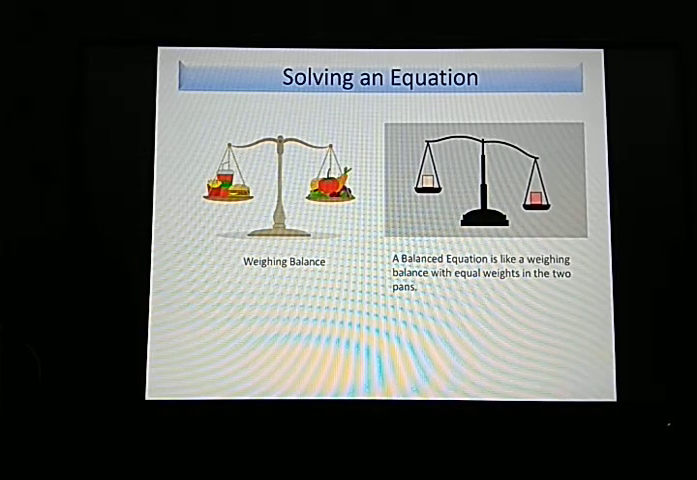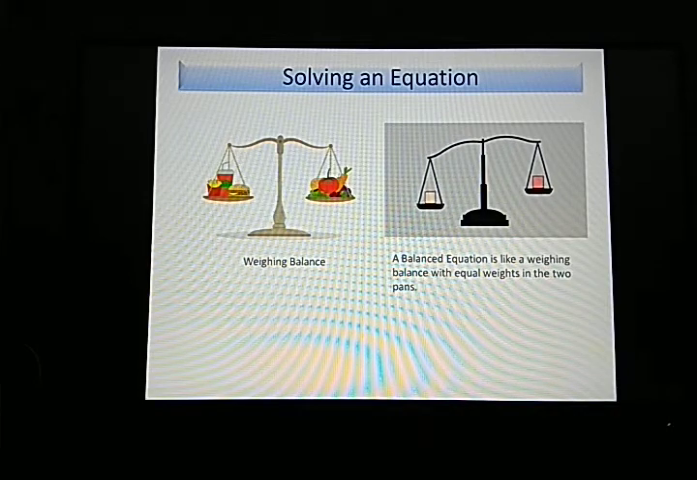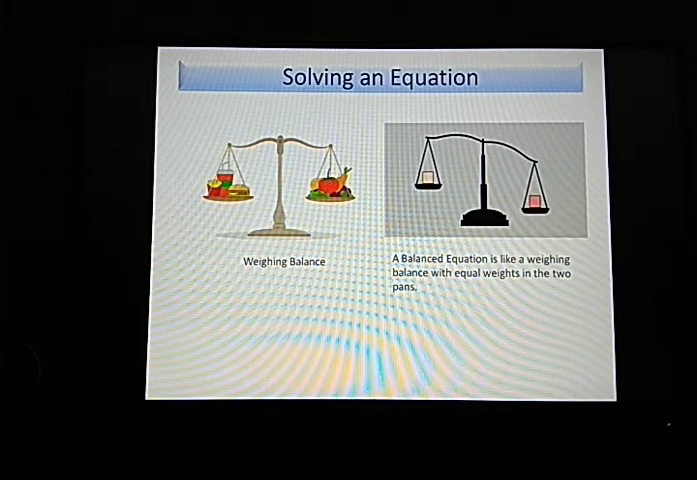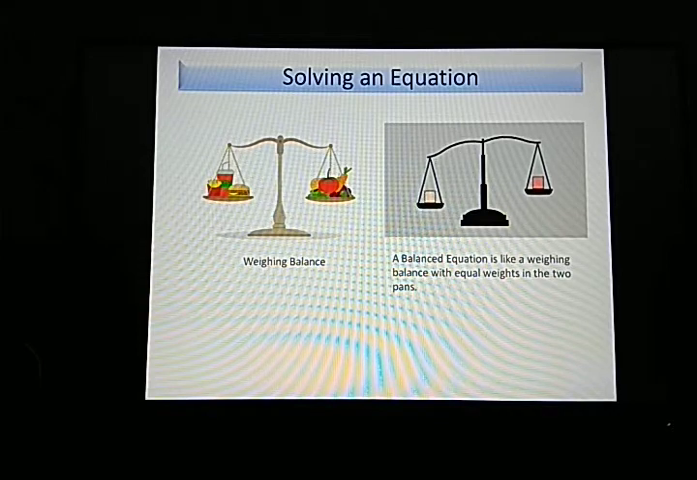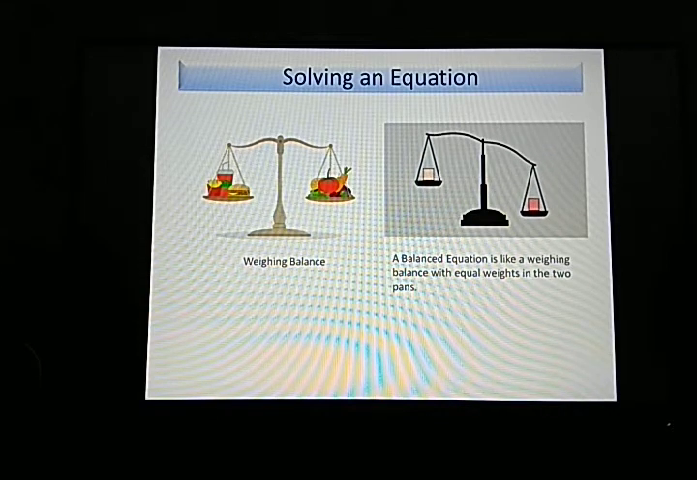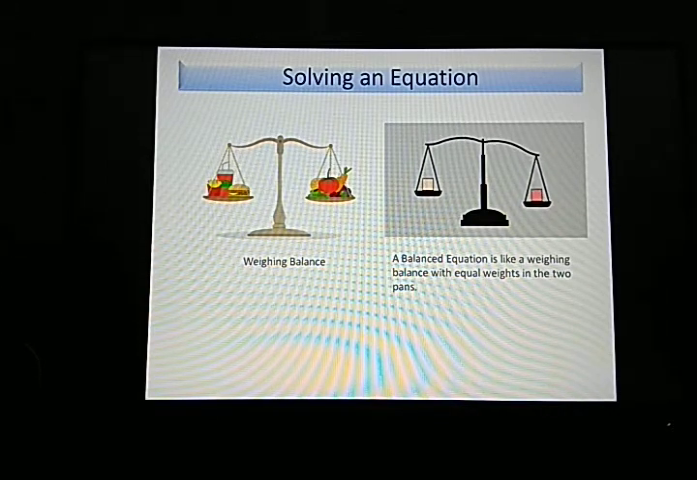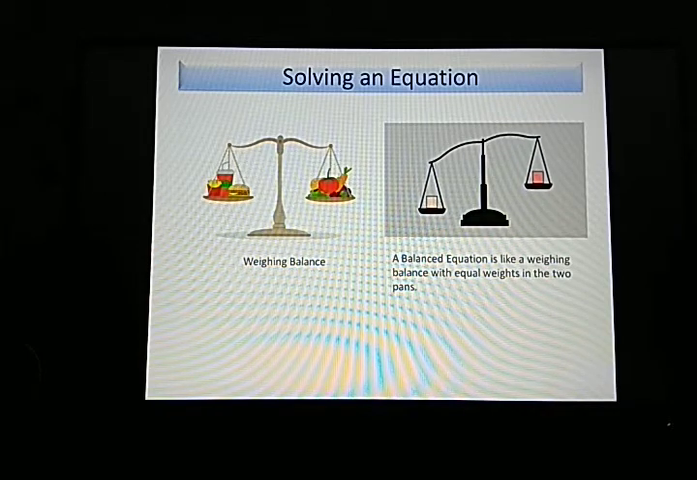Okay, now let me make it simpler for you. The left pan, we can consider it to be the LHS side of the equation, and the right pan can be considered as the RHS side of an equation. Now both the sides of an equation, if it is balanced, then what do we call them? Yes, of course, that is correct. We call it an equality. Just now we have learned it.